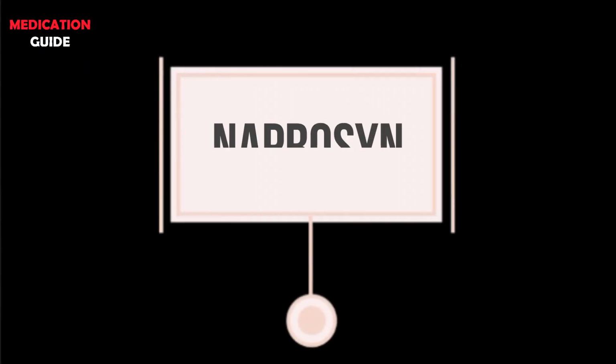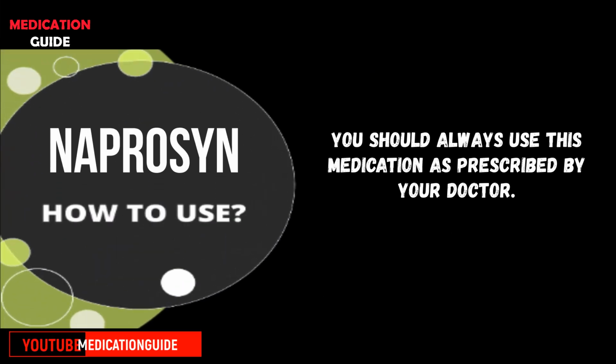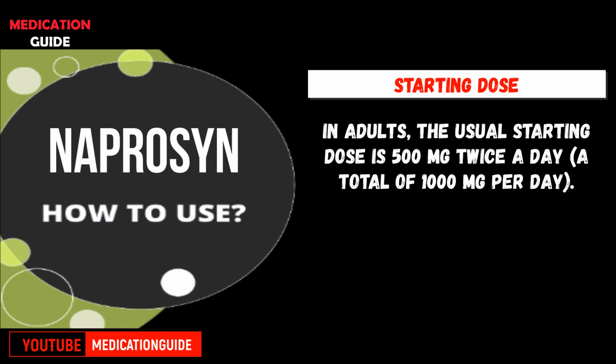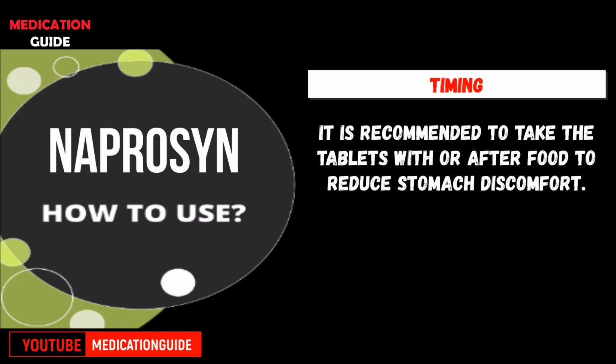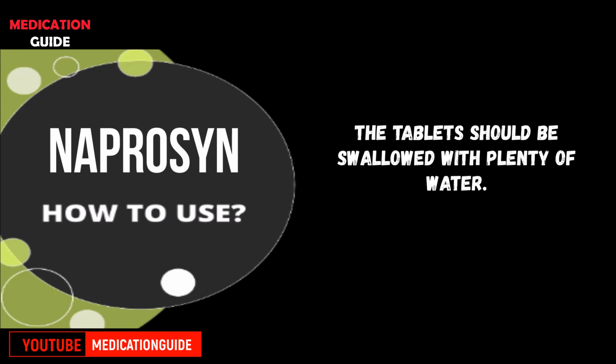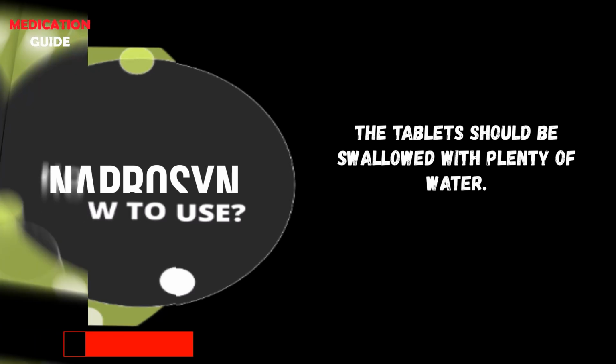How to use Naproxen. You should always use this medication as prescribed by your doctor. In adults, the usual starting dose is 500 mg twice a day, a total of 1,000 mg per day. It is recommended to take the tablets with or after food to reduce stomach discomfort. The tablets should be swallowed with plenty of water.